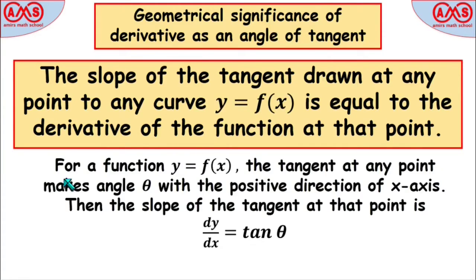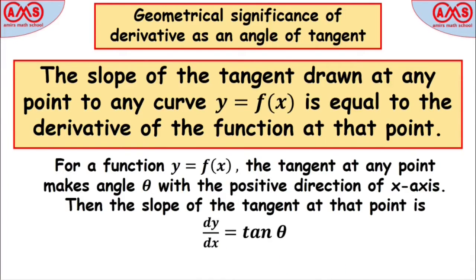That is, for a function y equal to f of x, the tangent at any point makes angle theta with the positive direction of x-axis. Then the slope of the tangent at that point is tan theta, which is equal to dy by dx. The slope of tangent, that is tan theta, is equal to dy by dx, that is the derivative of that function with respect to x at that point.